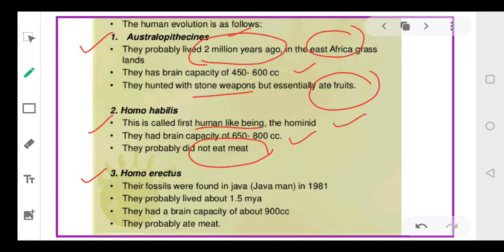Their fossils have been found in Java, so sometimes they are also called Java men. They probably lived around 1.5 million years ago, and their brain capacity was more than Australopithecines and Homo habilis. That is, they had a 900 cc brain capacity, and they probably ate meat.